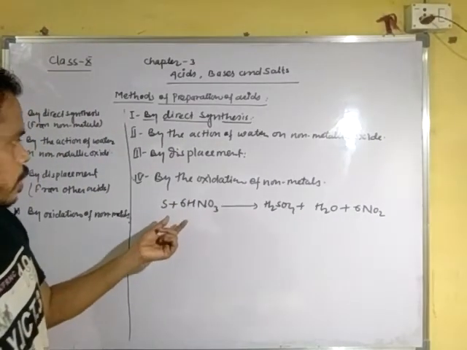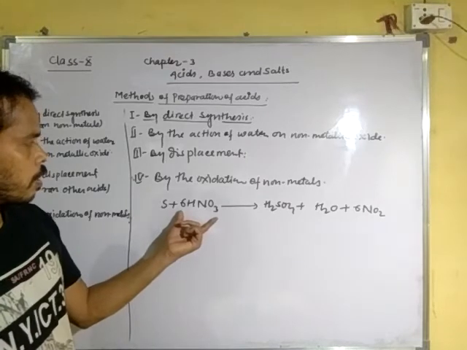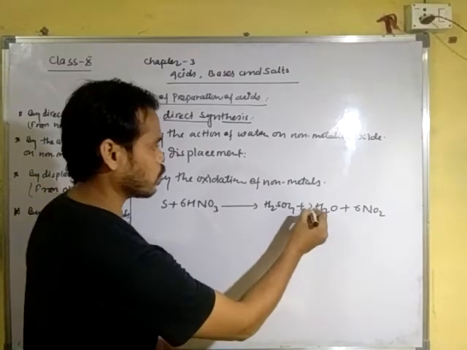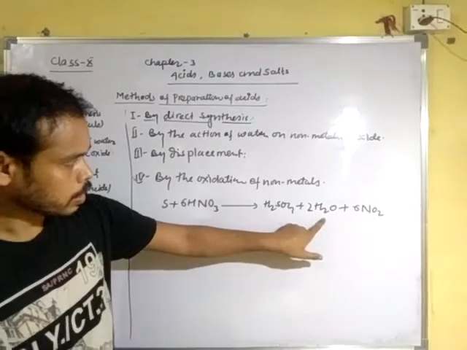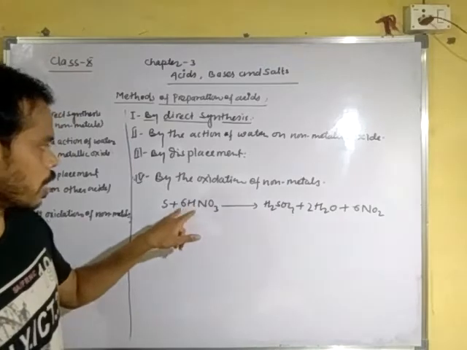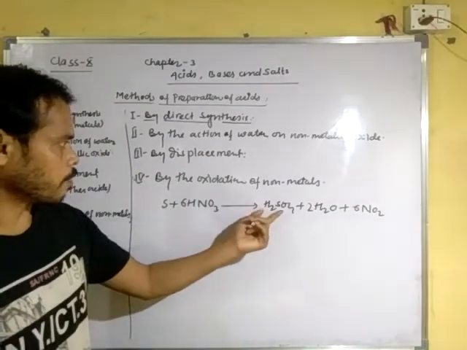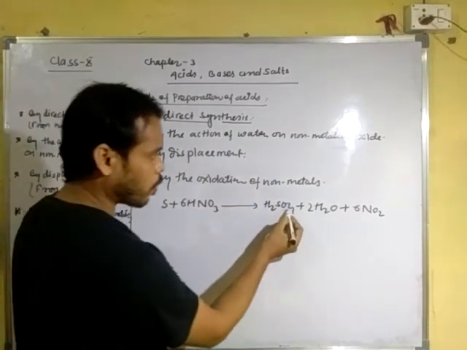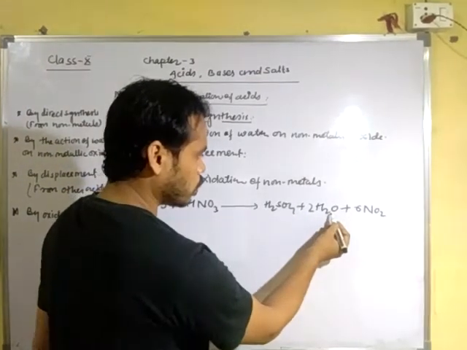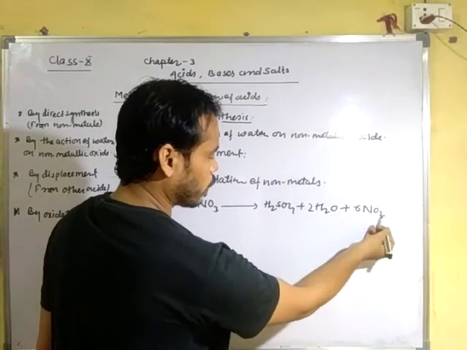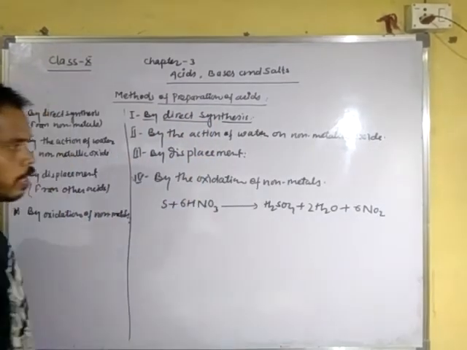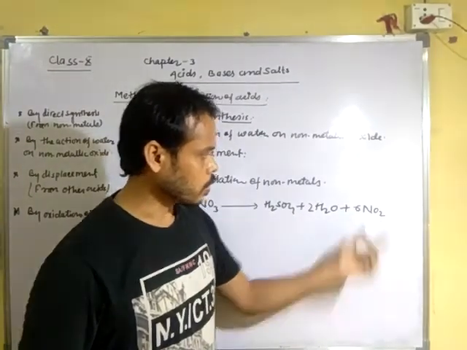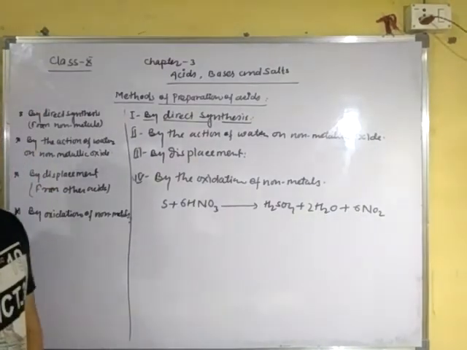The number of hydrogen: 6 threes are 18. Balance this compound by 2: 2 twos are 4, 2 sixes are 12. 6 hydrogen, 6 hydrogen. You can see sulfur 1, sulfur 1. 6 threes are 18 oxygen, and 4 plus 2 is 6, 8, and 12, so 18 oxygen. This reaction is balanced.